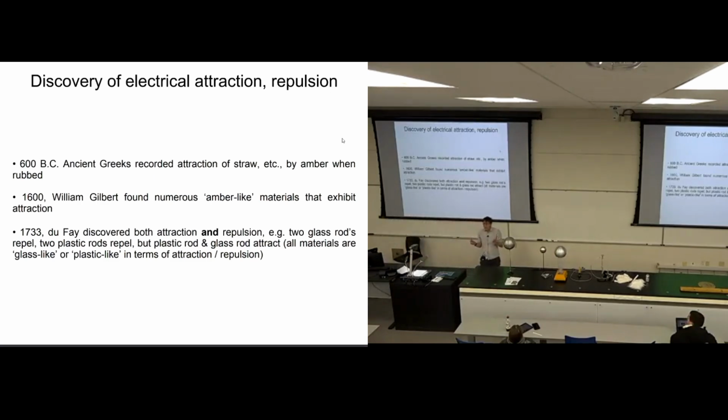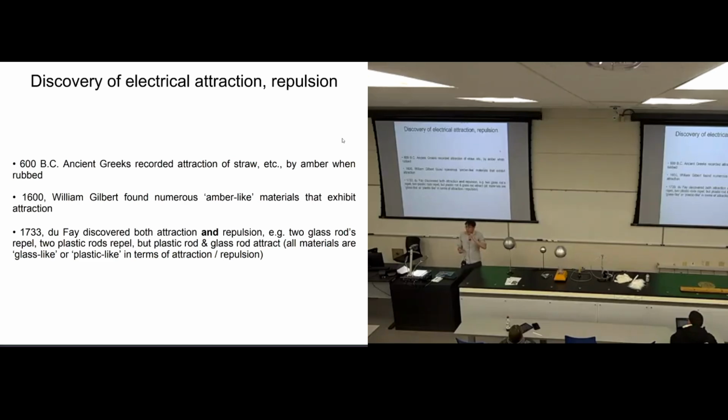The first record of electrical attraction goes back, of course, to the ancient Greeks. So it goes back like 2,500 years. And those are the first records of electrical attraction. It was specifically that a material called amber, which is from tree resin, right? And it's used in jewelry.